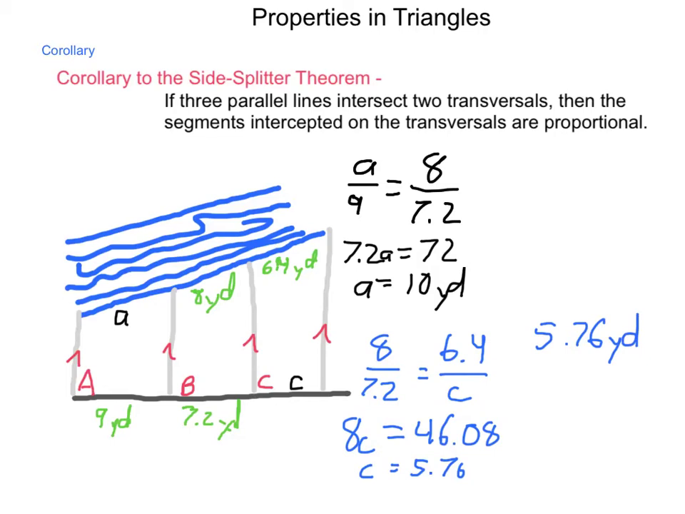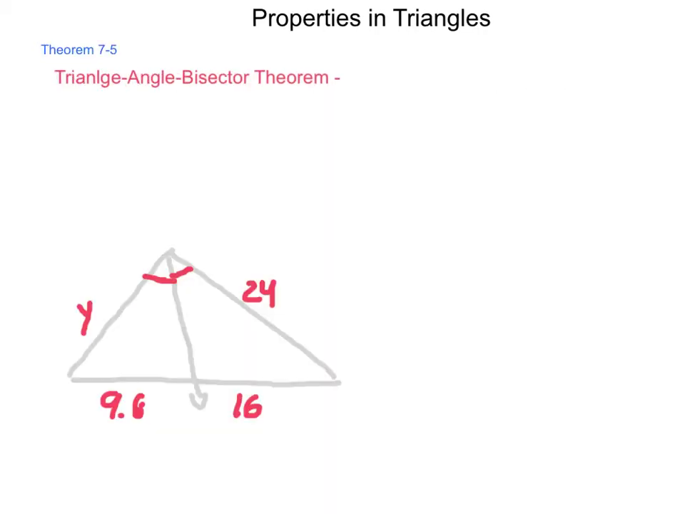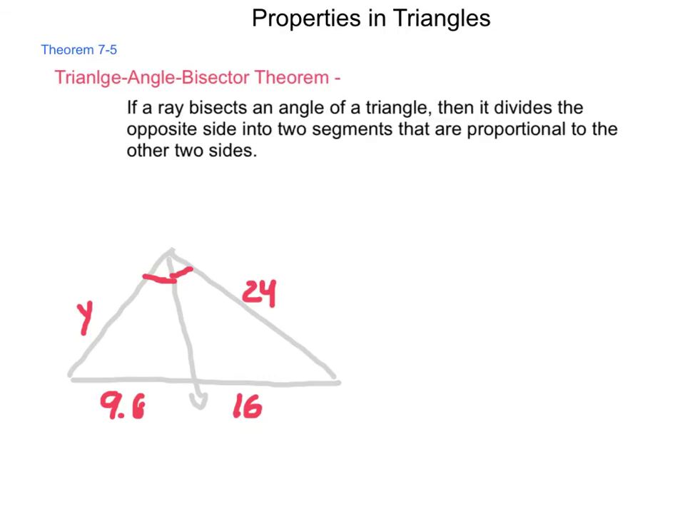So being able to use this theorem, the side-splitter theorem, and its corollary are two of the items that we can get from our properties of triangles. Another is called the Triangle-Angle-Bisector theorem. And the Triangle-Angle-Bisector theorem states, if a ray bisects an angle of a triangle, then it divides the opposite side into two segments that are proportional to the other two sides.